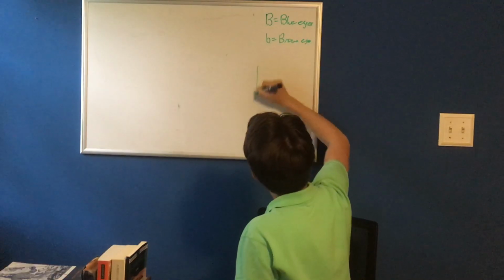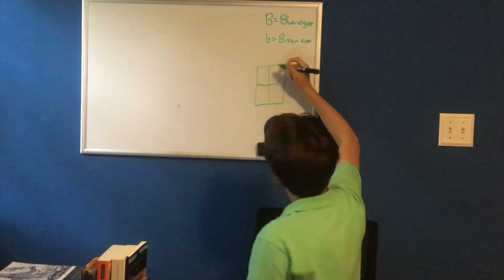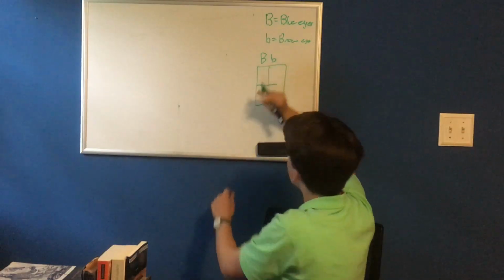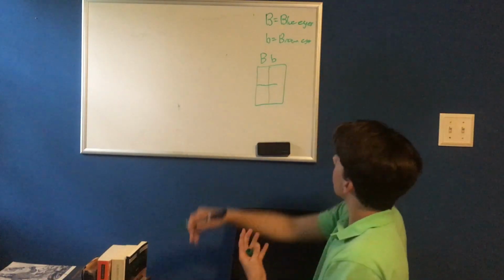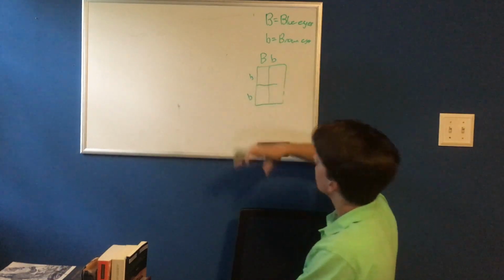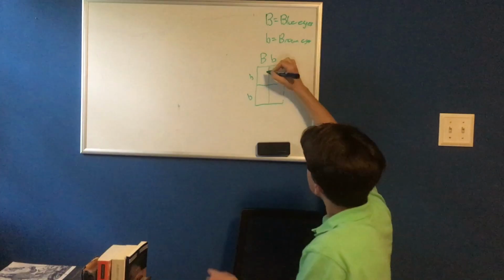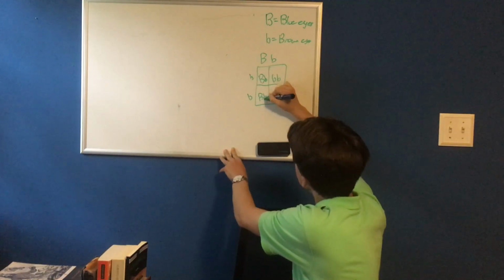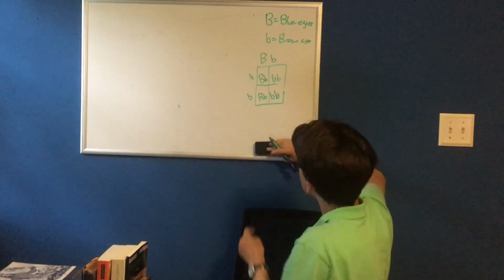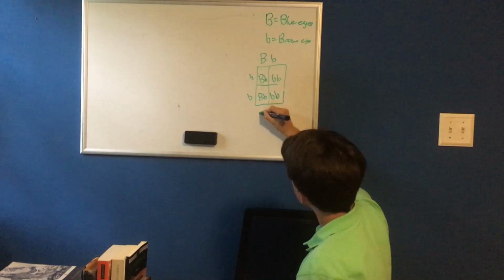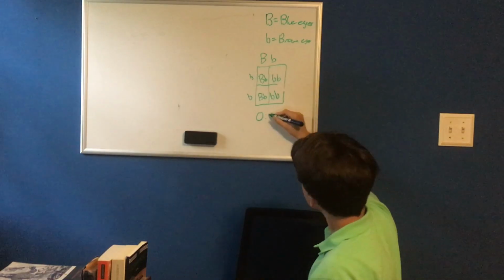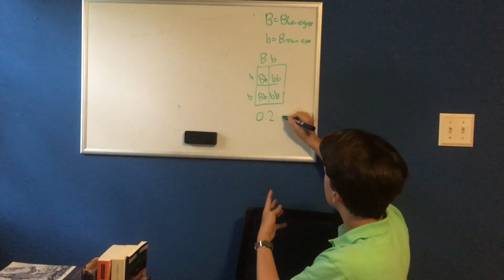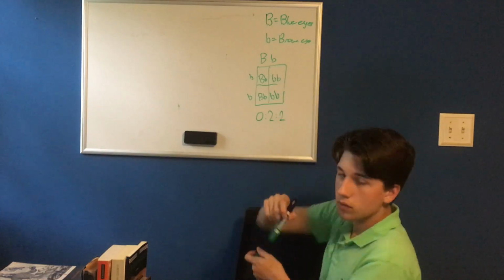So we have our parents. Our mother is going to be heterozygous dominant, so she's going to have a big B and a little b. But the father is going to have brown eyes, so they're going to be little b, little b. So how do we determine genotypes? Well, you just basically add the letters together. So big B, little b, little b, little b. Big B, little b, little b, little b. And you can calculate the ratio. So we have 2 chances of heterozygous dominant and 2 chances of homozygous recessive.